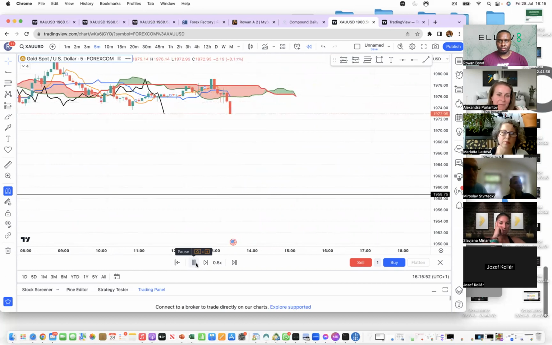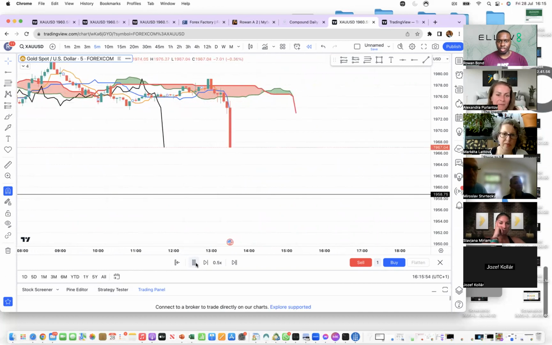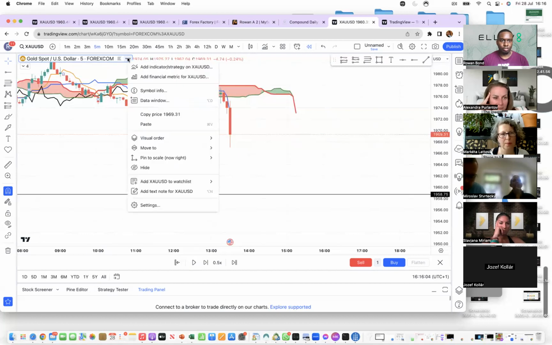The news comes in. Look at the lines. Let me get rid of the candlesticks for a second so you can see this. How do I get rid of this again?